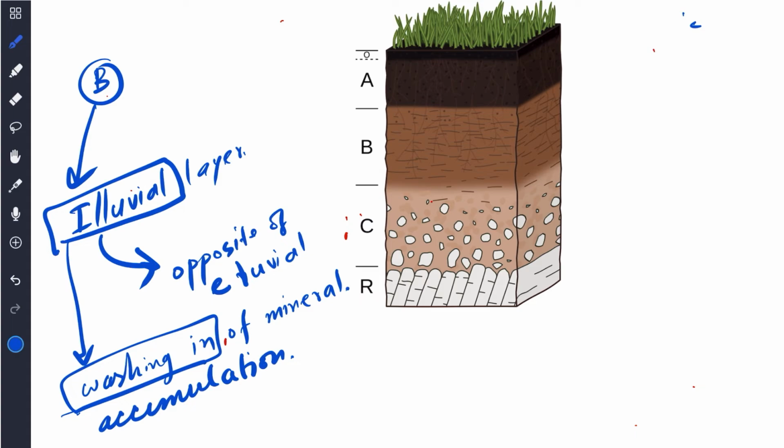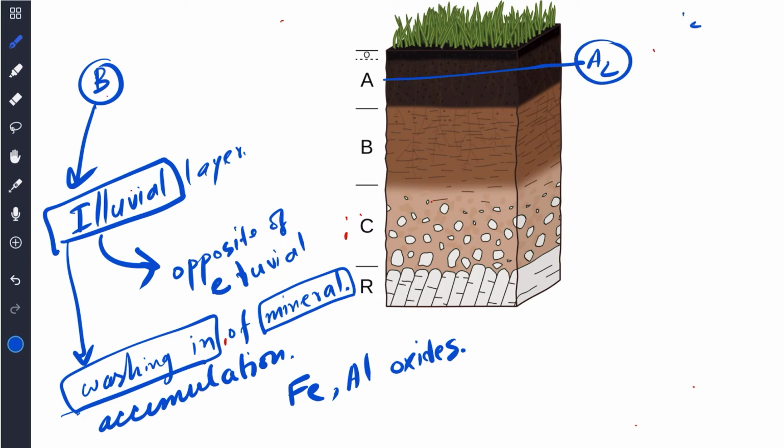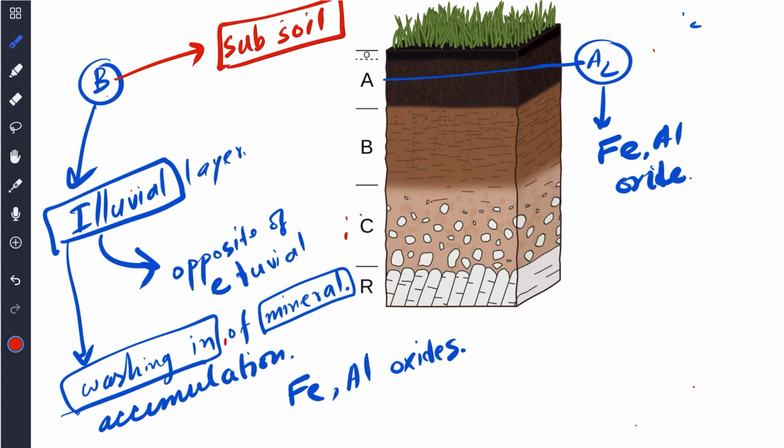Now, when we are talking about the minerals, mainly the accumulation of iron and aluminium oxide is happening, and in case of the A2 layer, there is mainly the leaching of the iron and aluminium oxide happening. So the B layer is also called the subsoil. You have heard this point, that the subsoil is actually the B layer. And in subsoil you cannot do tillage operation. You cannot do the tillage operation in subsoil.